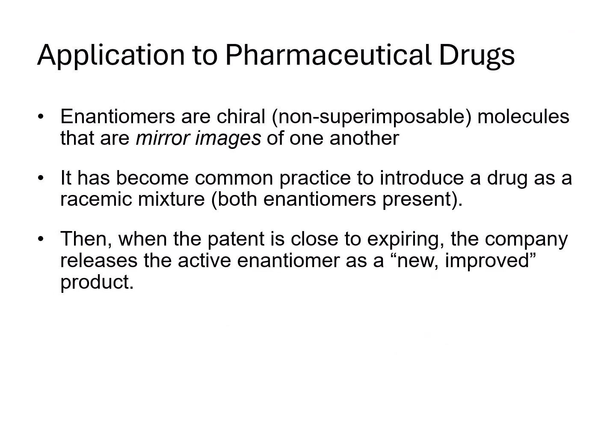In further application to pharmaceutical drugs, drug companies often sell drugs as racemic mixtures. So these are when you have both enantiomers of a chemical together. And then later, when their original patent is close to expiring, they might market the single active enantiomer as the new and improved version.